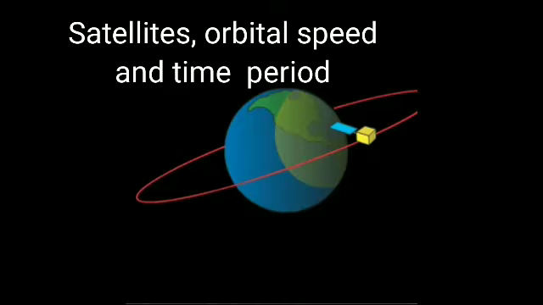For a satellite of mass capital M to move in a circular orbit, centripetal force must be acting on the satellite. The centripetal force is provided by the Earth's gravitational force. V is equal to square root of G M_E by (R_E plus h). As height increases, the speed of the satellite decreases.